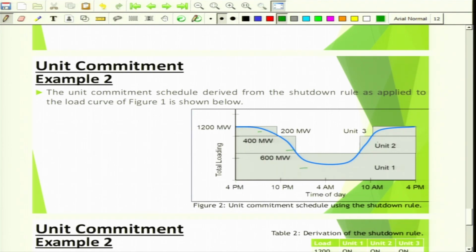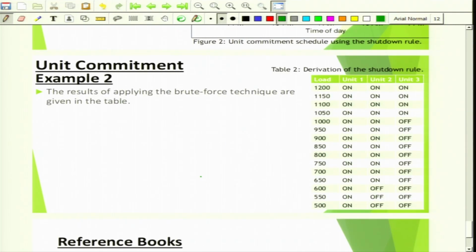This is the unit commitment where, when the load is above 1000 megawatt, you consider all units; you consider unit 1 and 2 when it is in the range of 600 to 1000 megawatt, and you just consider unit 1 in the case of load less than 600 megawatt. Now the results of applying the brute force technique are as given below. You can see here, above 1000 megawatt all 3 units are present, above 600 megawatt only unit 1 and 2 are considered, and below 600 megawatt just unit 1 is considered.